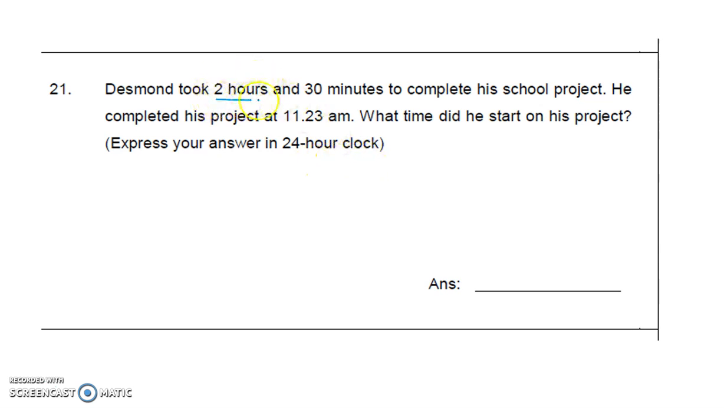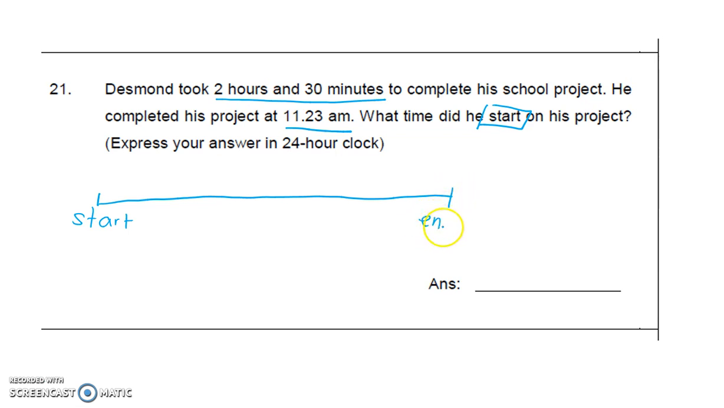So we know that he took 2 hours and 30 minutes to complete it. He completed it at 11:23 a.m. We need to find what time he started. So we will need a timeline. So this will be my starting point, and it's going to be all the way for 2 hours, 30 minutes, ending it here. We know that this whole thing is going to be 2 hours and 30 minutes. This is what we know. And he has to complete it at 11:23 a.m. Okay, so we need to find the starting point.